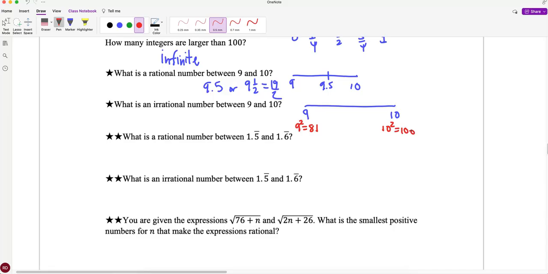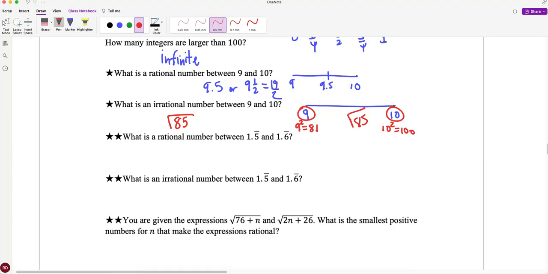All you have to do is pick any number between 81 and 100, like 85. So the square root of 85 is somewhere in between here, okay? And that's an irrational number, because with 85, I can't think of an integer that you multiply by itself to get 85. So again, the trick there: when I'm looking for an irrational number between two numbers, square the numbers you have. Pick a number that's between those two, and you're just taking the square root of that.